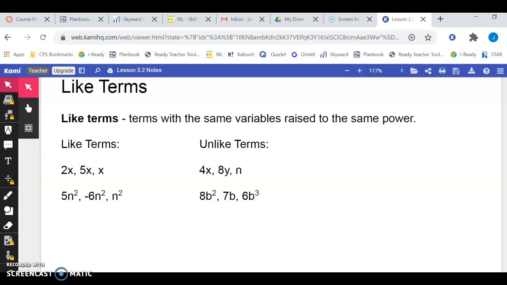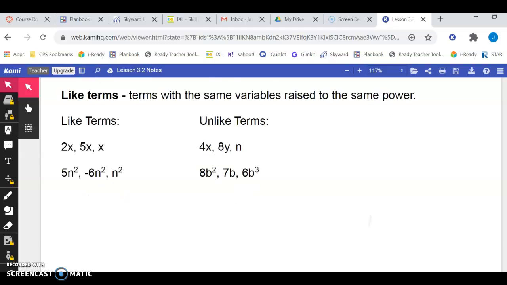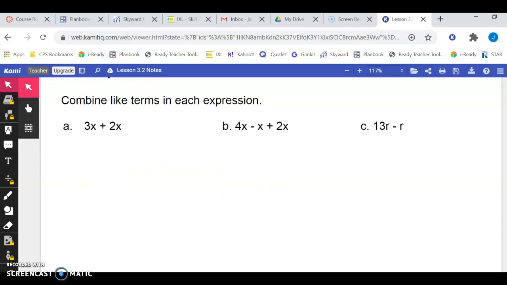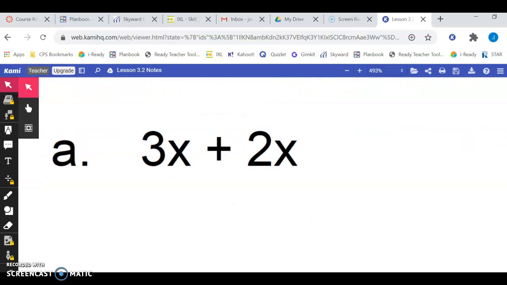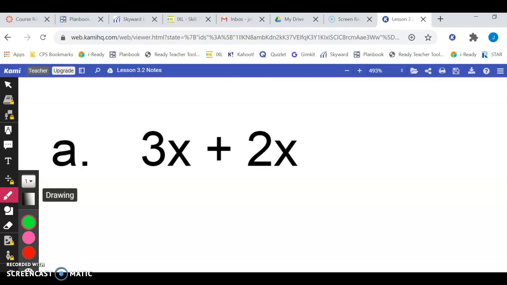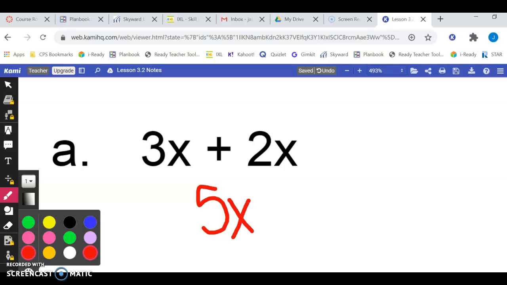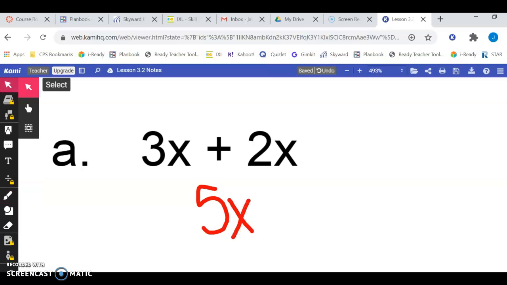They can't go together. 8b squared, 7b, and 6b to the third. Well, they all have b's, but they have different exponents, so they can't be like terms either. They can't be combined. So example 1, combine like terms in each expression. So this one, I have 3x plus 2x. Same letter, same exponent of 1, so I can just add the numbers out front, the coefficients. 3 plus 2 is 5, and our variable is x, so that simplifies down to 5x.